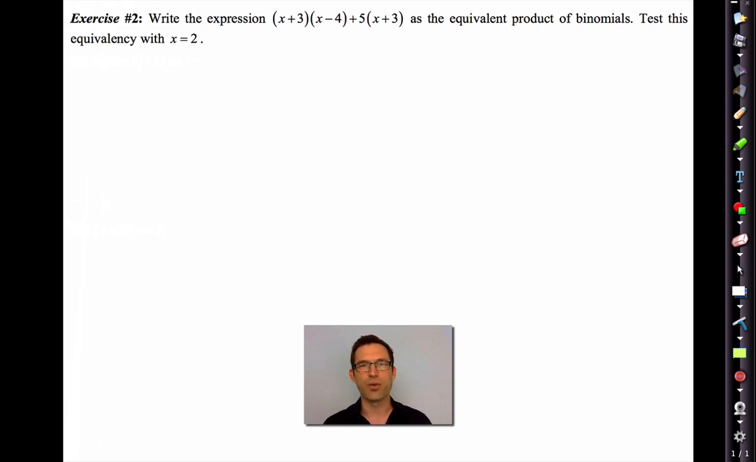So what I'd like you to do, since we did exercise 1 together, is the first part of the problem. Write this expression as the equivalent product of binomials, and then we'll test that equivalency just with the value x equals 2. So pause the video now and do what we did in exercise 1 to that expression.